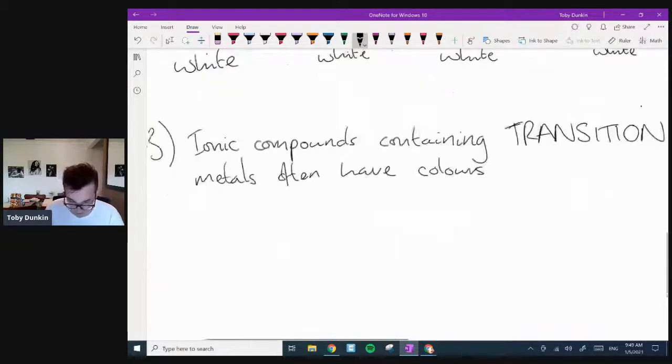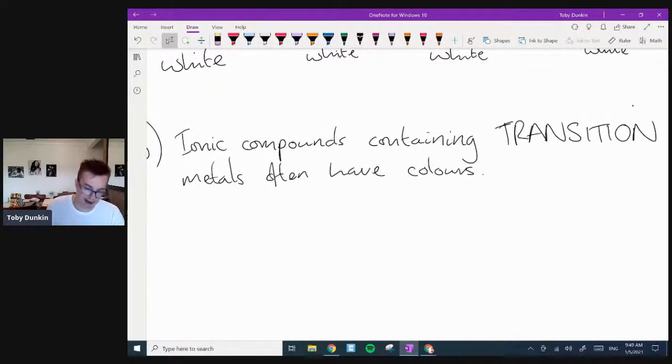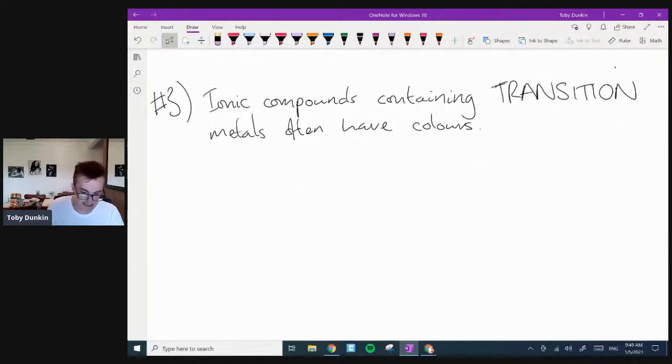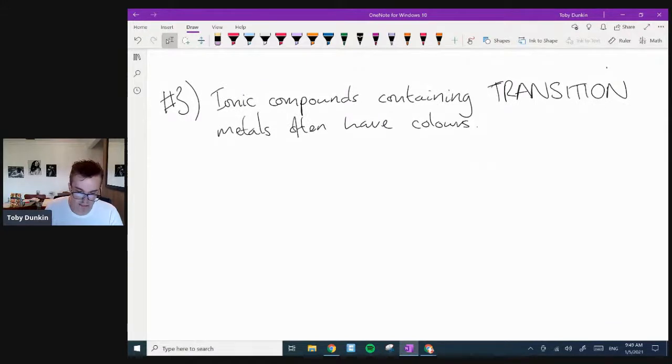So they form colored compounds. Now, by the way, I should actually just say often has color here, because there are times when they don't have color, when they're anhydrous salts. We'll come across that later on because that's actually the test for water. But what you need to know is that transition metal ionic compounds have colors. So let me show you some.